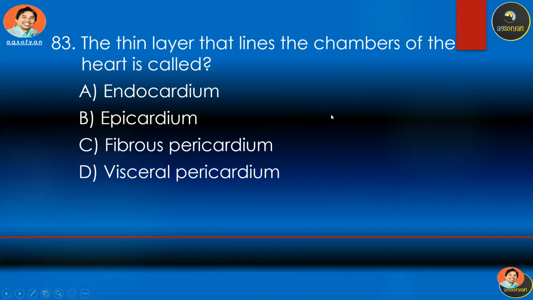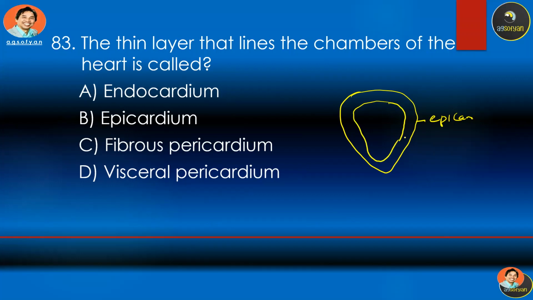The thin layer that lines the chamber of the heart is called A, B, C, or D. Now we're talking about the heart layers. Okay, the outer layer is called the epicardium. And the middle layer is the thickest layer. It's going to be the myocardium, which is the muscle of the heart. And the one that lines the chamber is called the endo. Endo means inside. So it's endocardium.